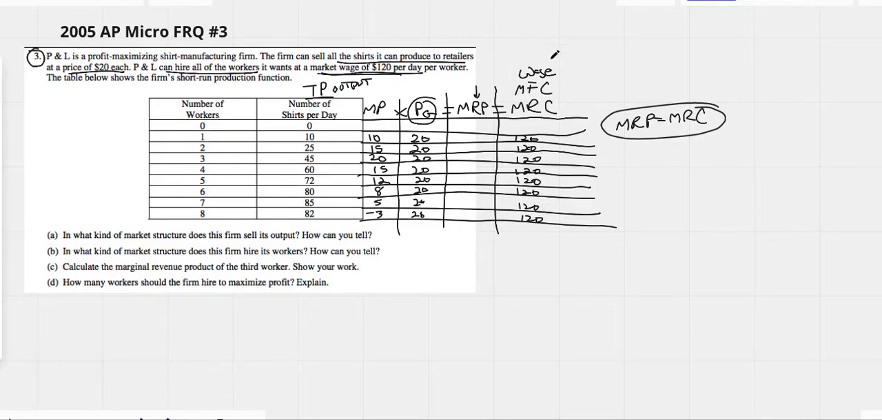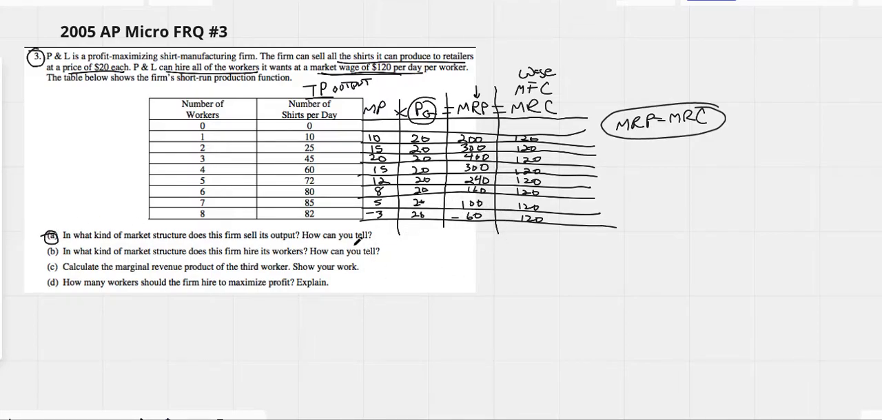All right. So we know the wage. We just need to find out our MRP. 10 times 20 would be 200. 15 times 20 would be 300. 20 times 20 is 400. Back to 300. 12 times 20 is what? 240. 8 times 20 is 160. 5 times 20 is 100. And 20, 40, 60. -60. So let's answer the questions.